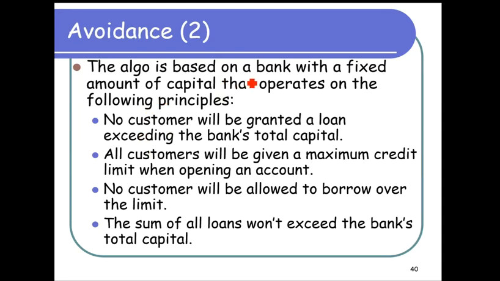So the algorithm is based on a bank with a fixed amount of capital that operates under the following principles. Maybe the bank only has 10,000. Of course, it's a very poor bank, but this is just an example. Banks have billions, but let's say for a small example, no customer will be granted a loan exceeding the bank's total capital.